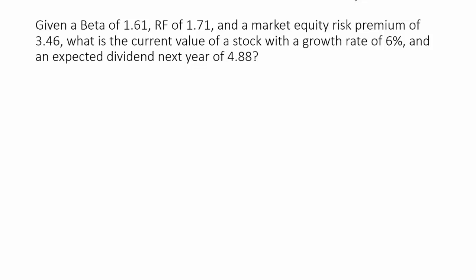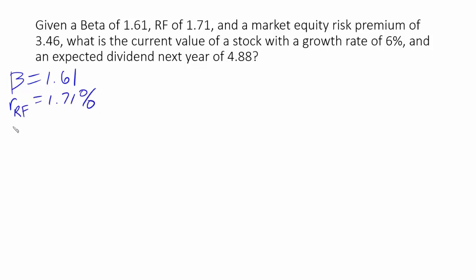All right, now that we've looked at some more valuation models using CAPM, we can now extend this to figure out exactly what the value of a company is going to be. What we're looking at here is that we're showing a couple things. We are showing a beta of 1.61. We are showing a return on our risk-free rate of 1.71%.